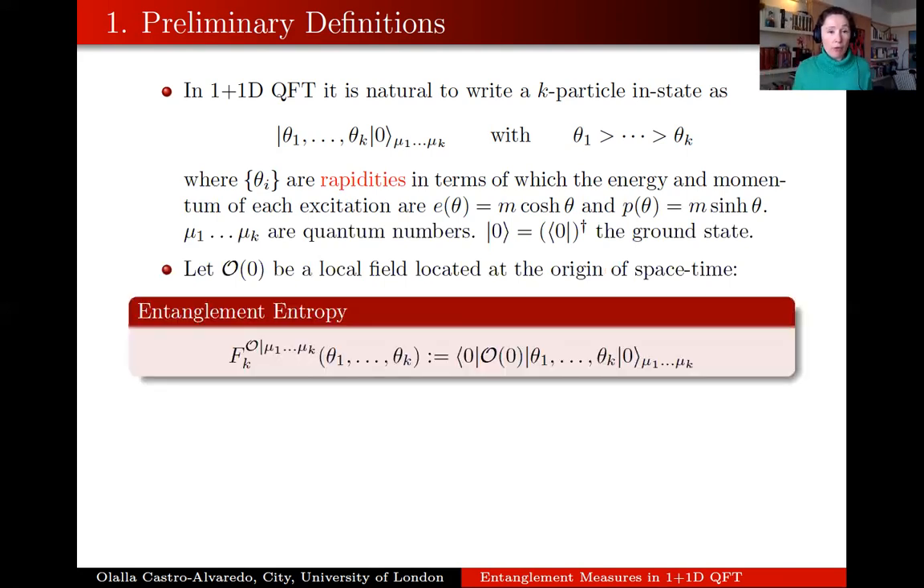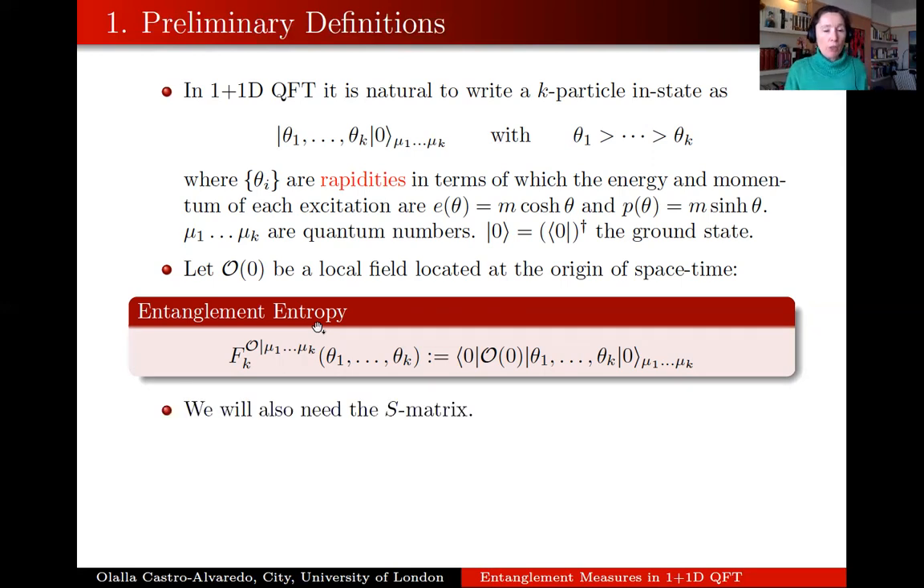Now, if we have a local field located at space-time 0, 0, we can define its k-particle form factor in this way. It is a function, a matrix element between that state I defined earlier and the ground state. It depends on the quantum numbers of the particles and on their rapidities. This is the sort of thing that we want to compute. Actually, this heading here, entanglement entropy, shouldn't be there, it should be form factor. This is also a typo. I'll try to correct this when I give you copies of these slides. Sorry about that. It should say form factor there, of course.